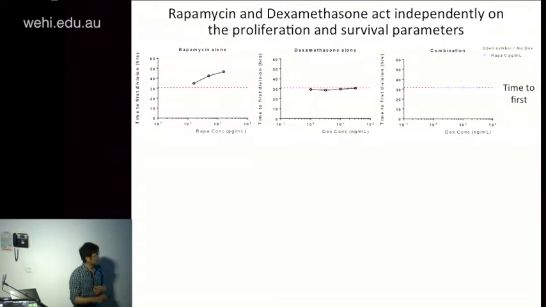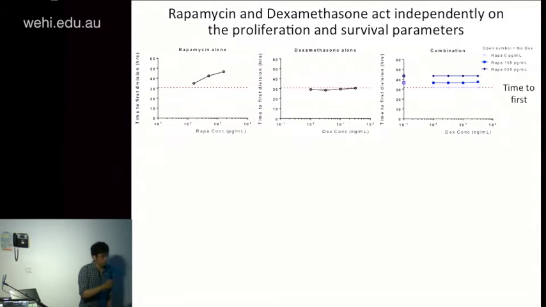And if you were to combine them together, note that the red line is now no drug, and the x-axis is just dexamethasone with increasing concentration. The color represents the concentration of rapamycin used. If you were to increase the concentration of rapamycin, you can see that the time to first division still is unaffected by the increasing doses of dexamethasone. Now at rapamycin 500, you can see that the effects on time to first division also are not enhanced or affected by dexamethasone.